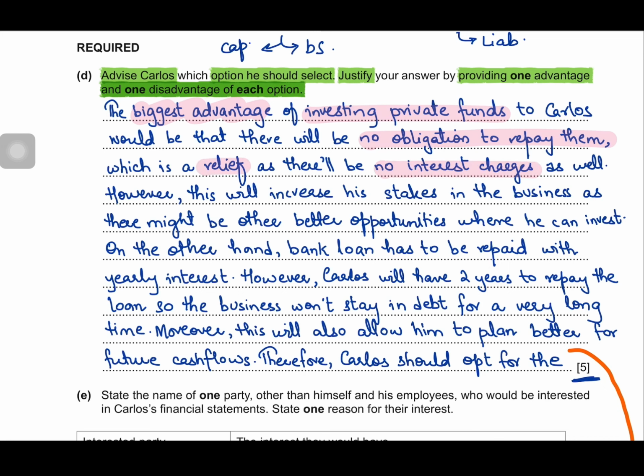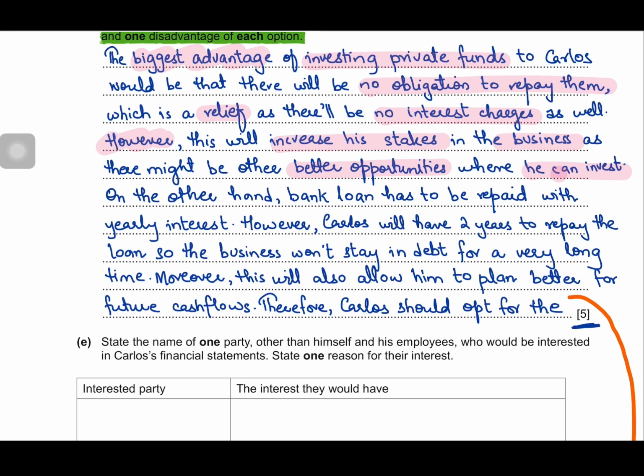So these are the advantages. However, now the disadvantage of this option would be this will increase his stakes or the risk in the business, as there might be other better opportunities where he can invest and then of course earn much better as compared to investing in his own business. So this was the drawback. Now this was all about option number 1.